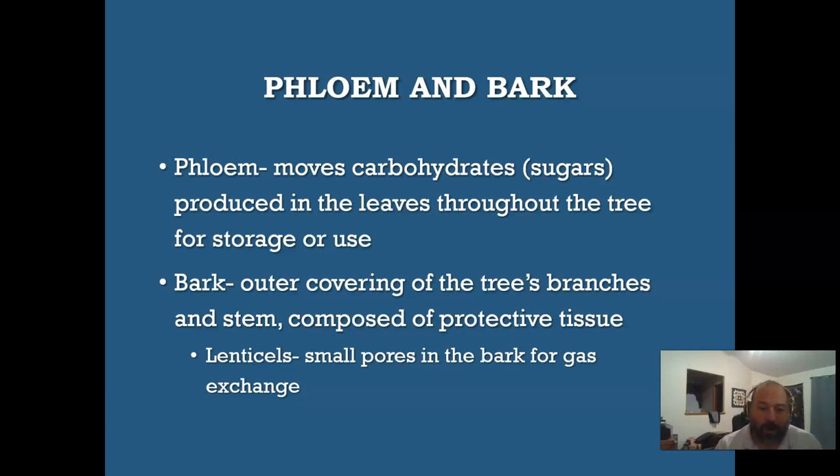We also have bark. Phloem is sometimes referred to as inner bark, and what we think of as bark is outer bark. And so bark is the outer covering of the tree's branches and stem, composed of protective tissue. You can also sometimes get bark on roots as well. And what we could also see within the bark or in gaps in the bark is we might see lenticels. And lenticels are small pores in the bark for gas exchange.